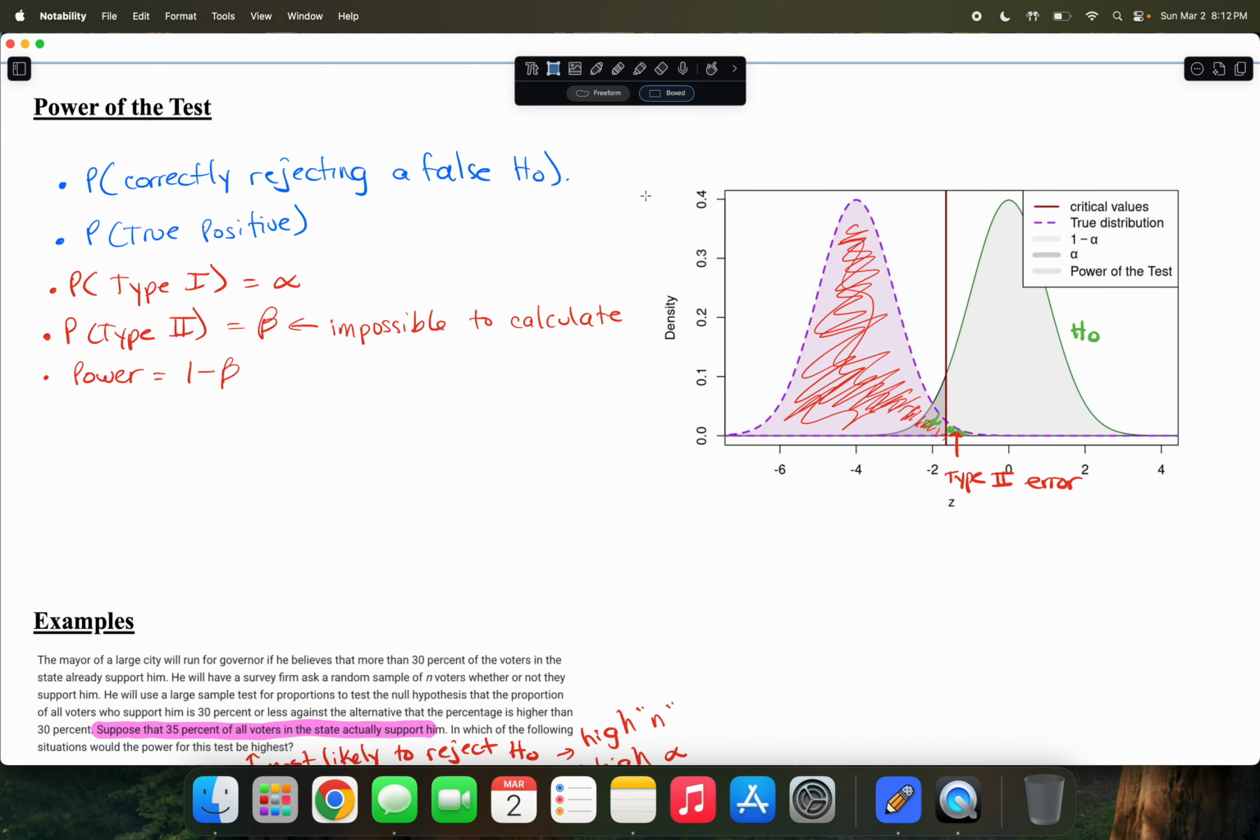That's it. It's possible that I'm in the top 5% and my null hypothesis is true. The probability of a type 2 error we denote with the Greek letter, beta. The thing is, beta is impossible to calculate unless I knew the population numbers, which I don't know. And so the power of the test is 1 minus beta.